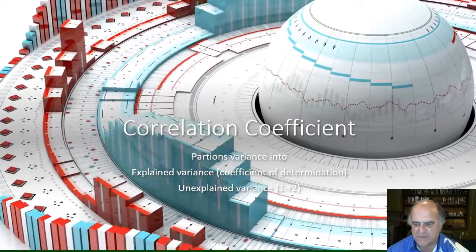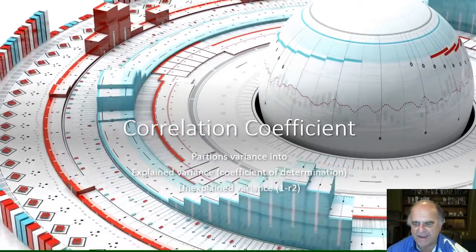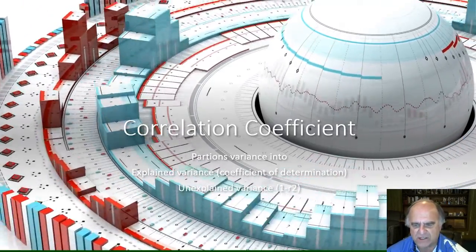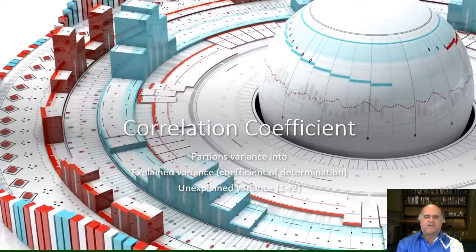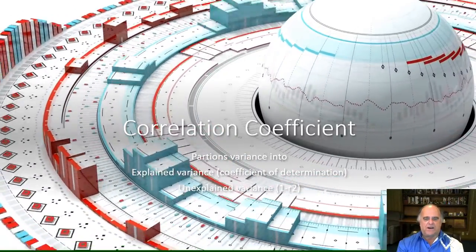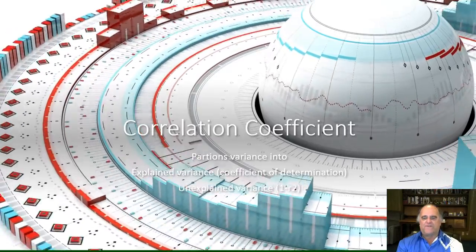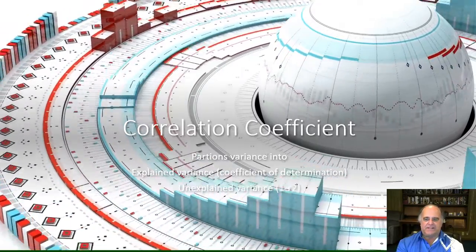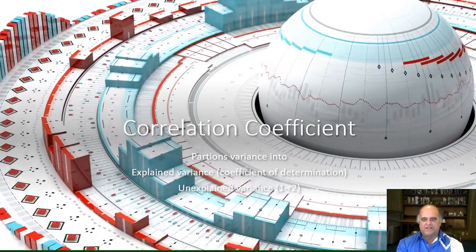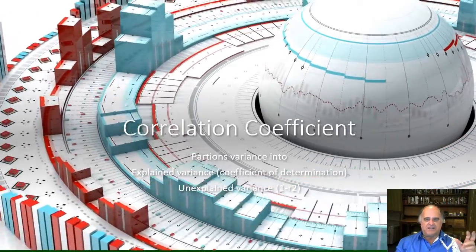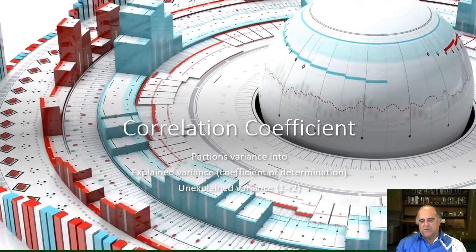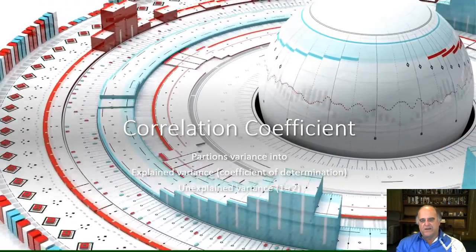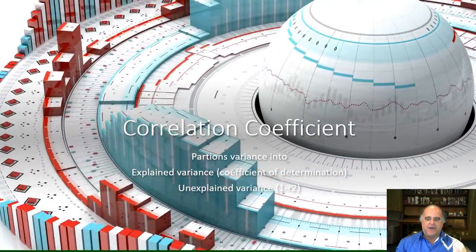Again, one of the interesting things about the correlation coefficient, and one of the reasons it's so used, is that it actually partitions variance. It partitions variance into two parts: explained variance, or R squared, which is actually given a name, the coefficient of determination, and unexplained variance, which is 1 minus R squared. So the correlation coefficient partitions variance into two types: explained variance in y by x, given by the coefficient of determination, or R squared, and unexplained variance, given by 1 minus R squared.